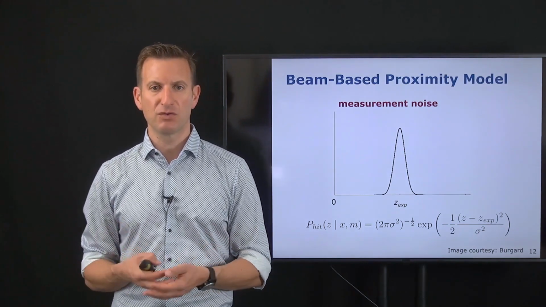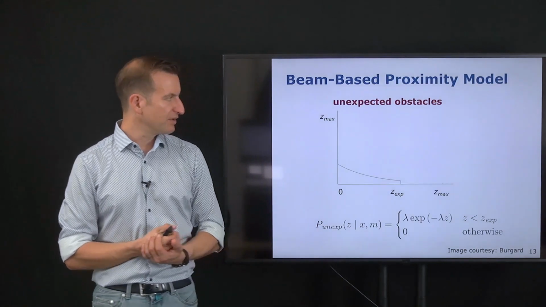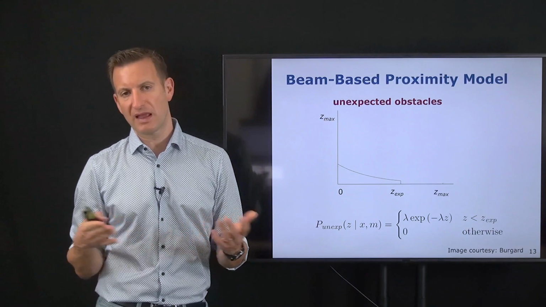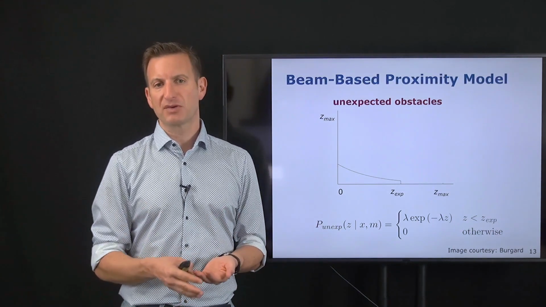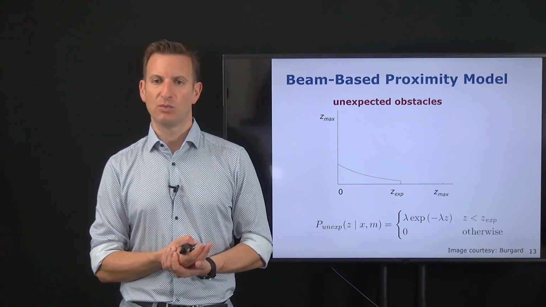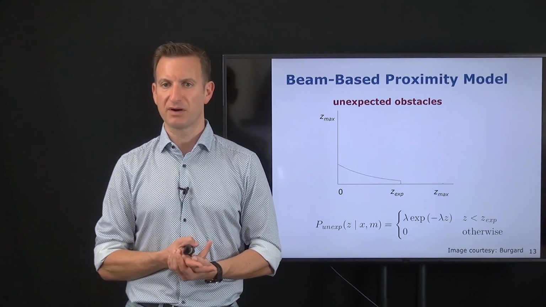So this is the pure Gaussian measurement noise. Then the second part we want to take into account is unexpected obstacles. How likely is it that an unexpected obstacle pops up, obstructs your field of view, and this way generates a different range reading from what you have expected. So this was my example of the person walking around through the environment.